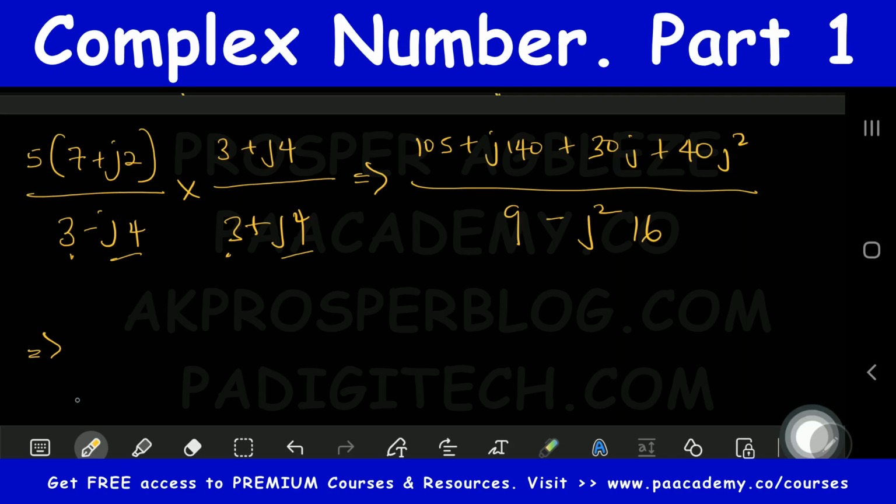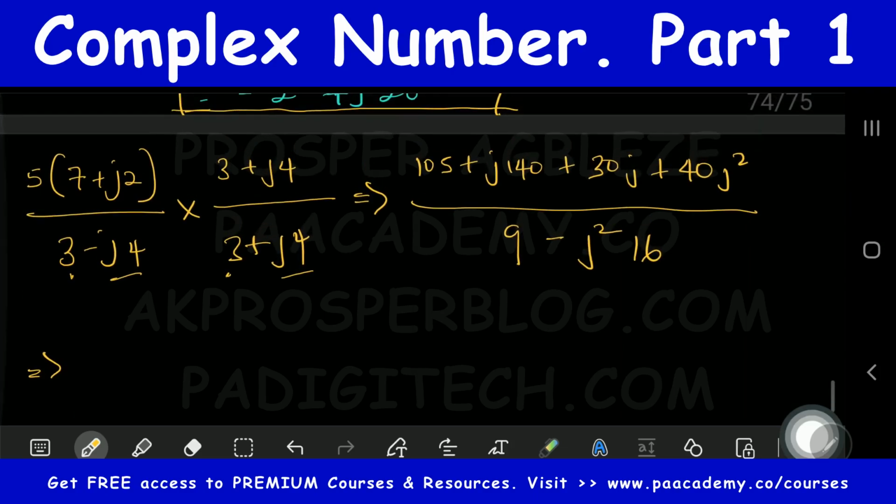If you are to simplify the numerator now, we are having 105, then we have plus j140 and then j30, so we can add them up. That will be plus j170. And then we also have this 40j squared. Remember, our j squared is minus 1. So that will make us have minus 40 right here.